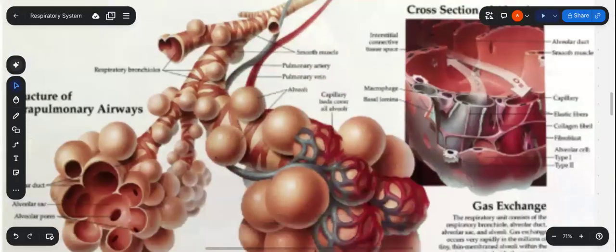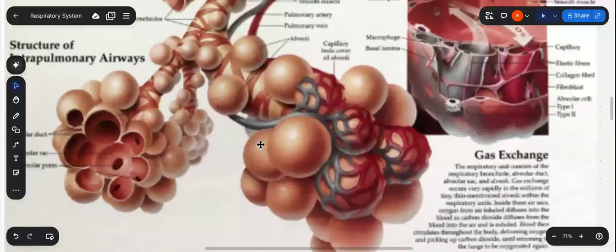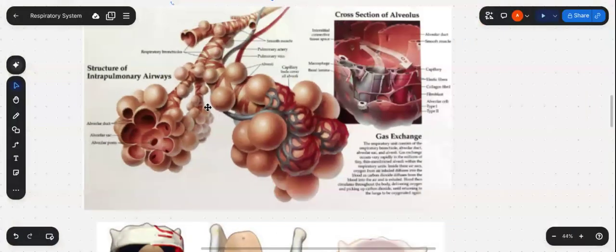All right, so here is another closer look at everything. Again, it goes terminal bronchioles, respiratory bronchioles, alveolar duct, alveolar bundle. Inside is the alveolar sac, and then each one of the circles is an alveoli.